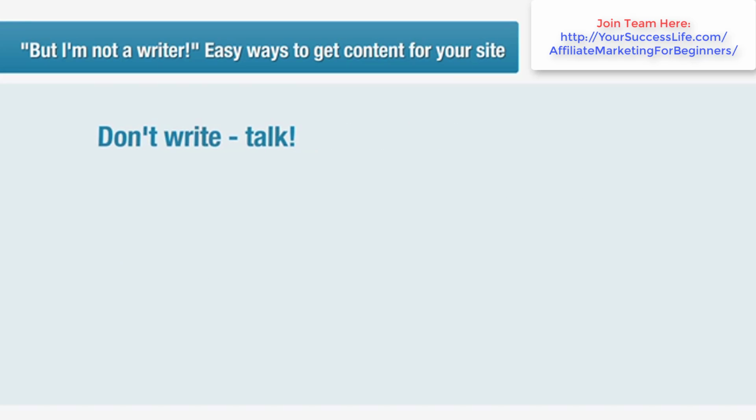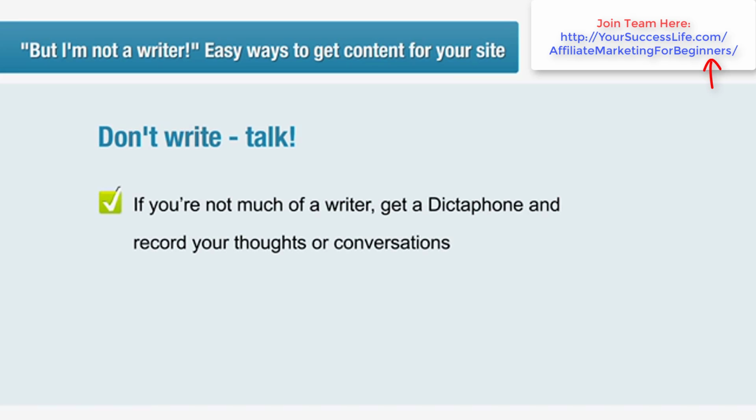Number 4. Don't write, talk. If you're not much of a writer, one easy way to create a lot of content for your site, fast, is to get a dictaphone and record conversations between you and a partner on a particular topic. Often it's much easier to talk about a topic than to write about it, and 1 hour of conversation can yield around 40 pages of content. You could even find an expert in your field and interview them.